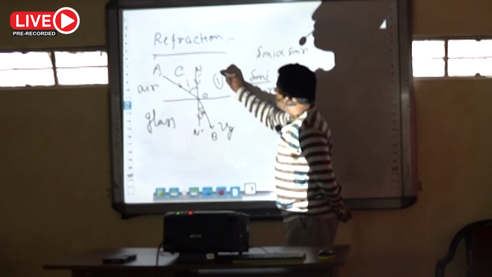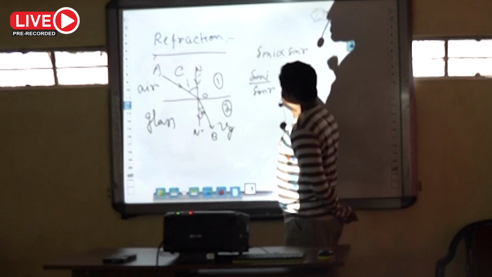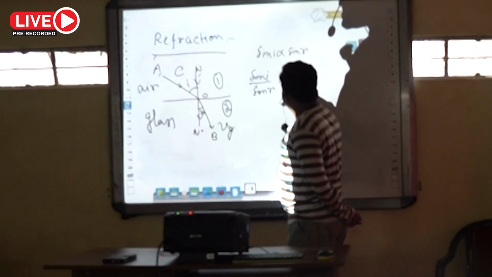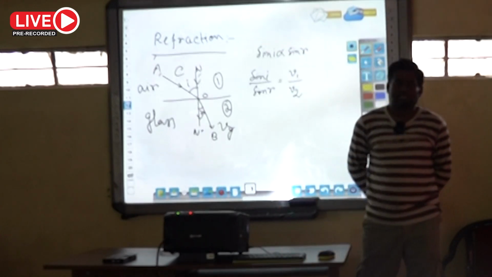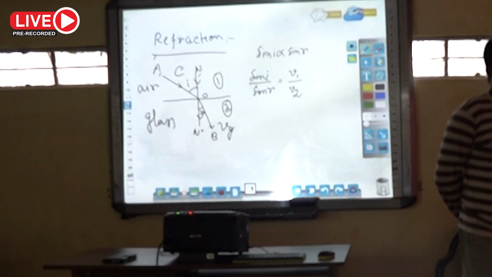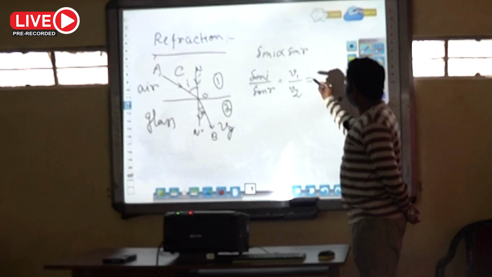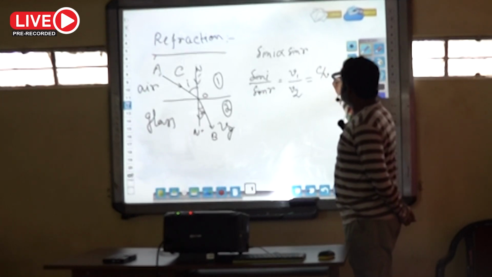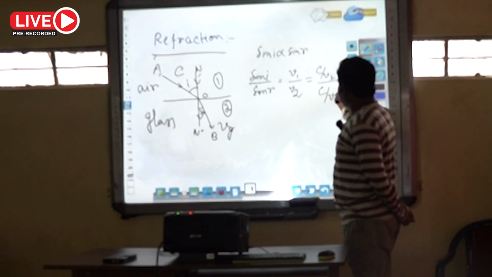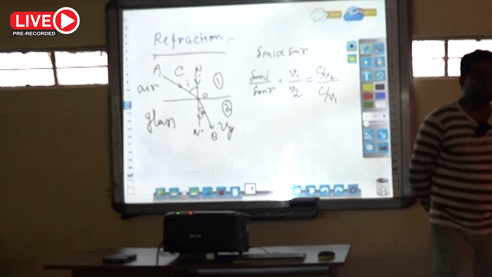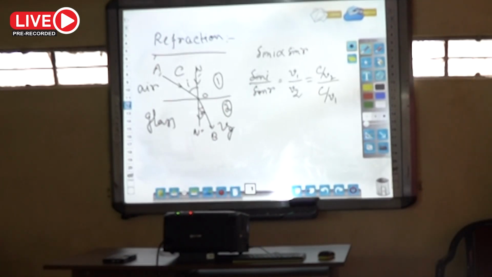If you consider this is medium 1, this is medium 2, we can write this as equal to the ratio of the speeds in these two media. That is, sin i by sin r equals v1 by v2, where v1 is the speed of light in the first medium and v2 is the speed of light in the second medium. Then we can introduce the speed of light in vacuum as c, and write this expression as c by v2 divided by c by v1.